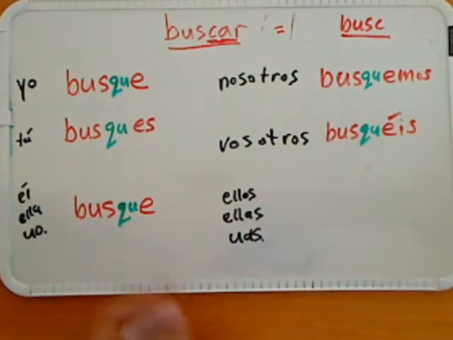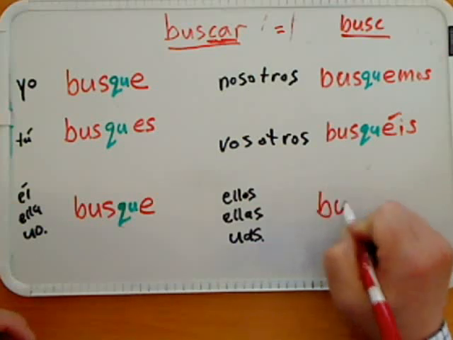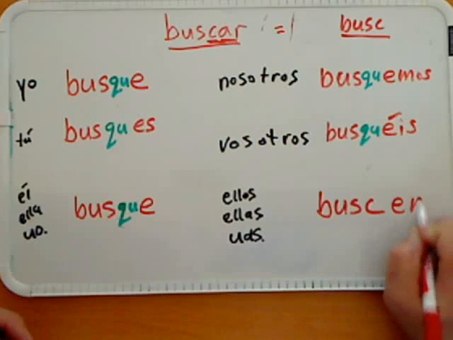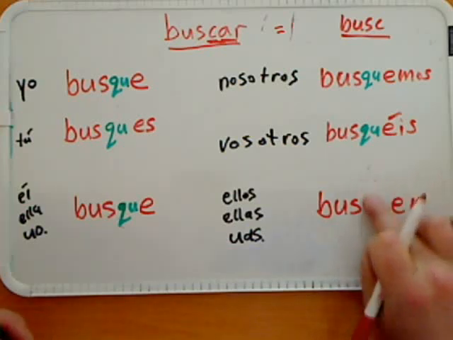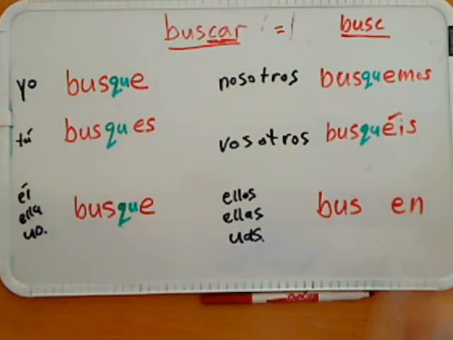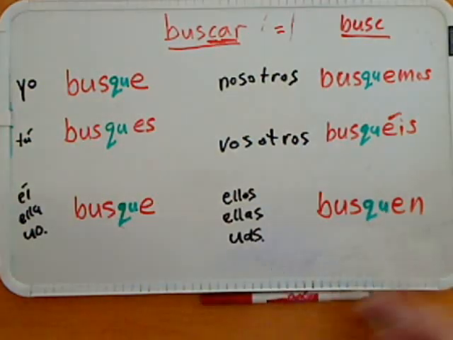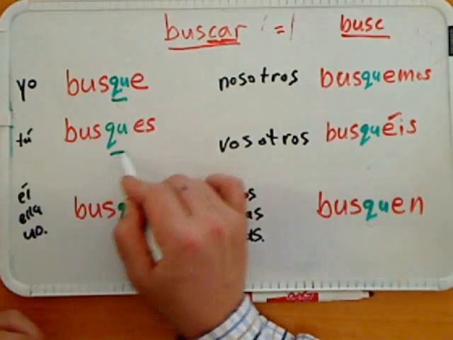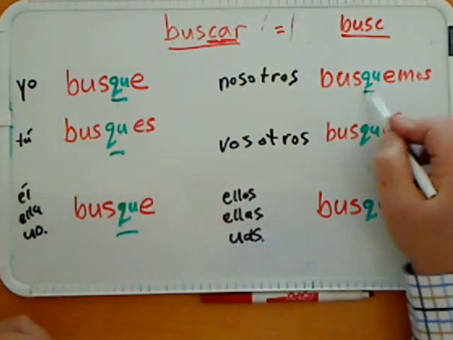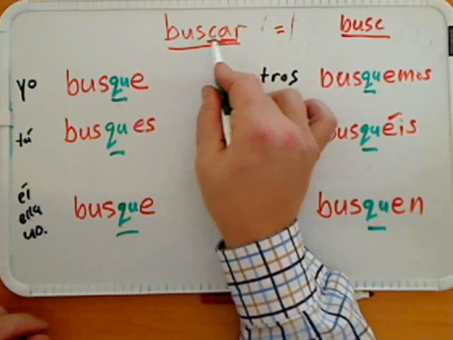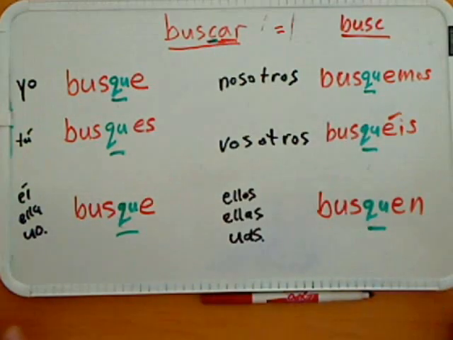And then the last one, ellos, ellas, ustedes, busc, the stem, and the ending is en. Eliminate the C, which turns into a QU, and you have que ellos busquen, que ellas busquen, que ustedes busquen. So again, that spelling change must occur, the C turning into a QU, in order to preserve the sound of the infinitive. The infinitive is buscar, and the sound of a QU is k.